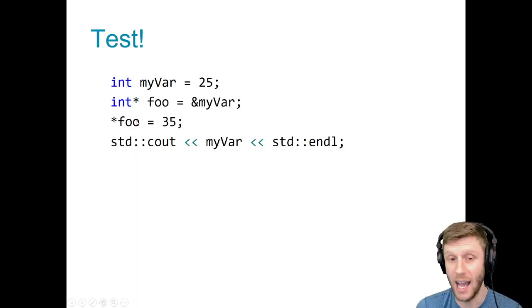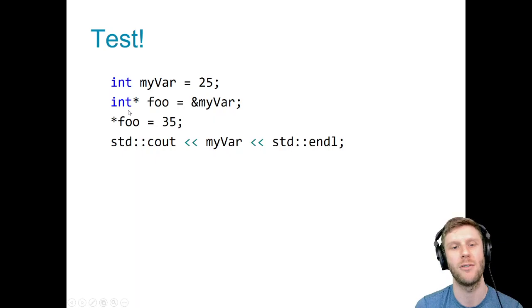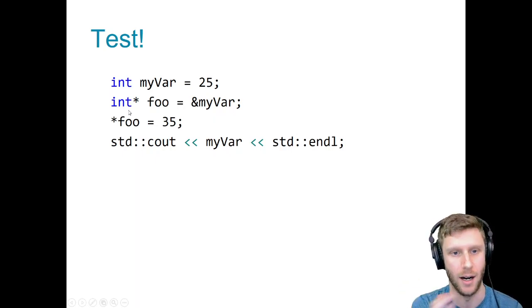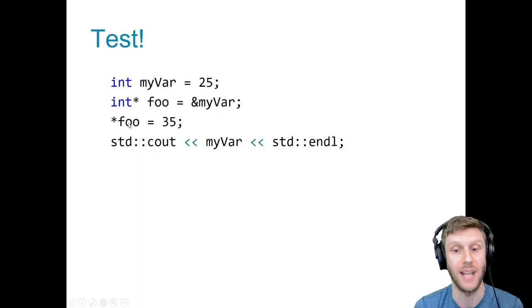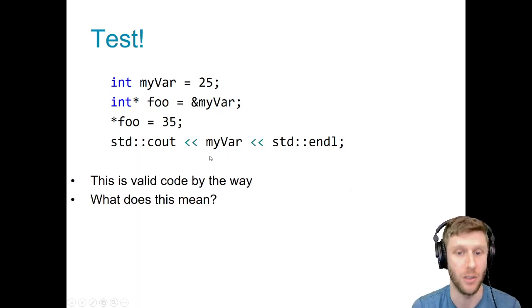So foo is the address, and then I say, no, don't tell me what the address is, tell me what's in that address. What's there? In this case, it's not telling us what it is. It's saying, okay, go inside that memory address and put in the value 35. And if we print out my var, we should see 35.